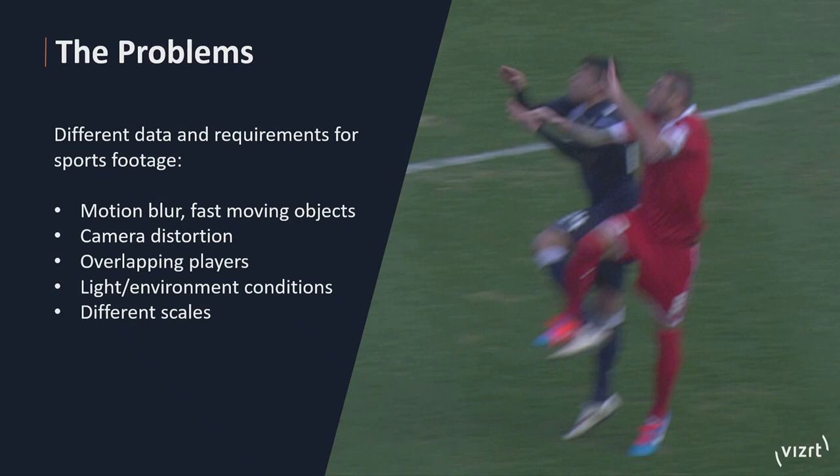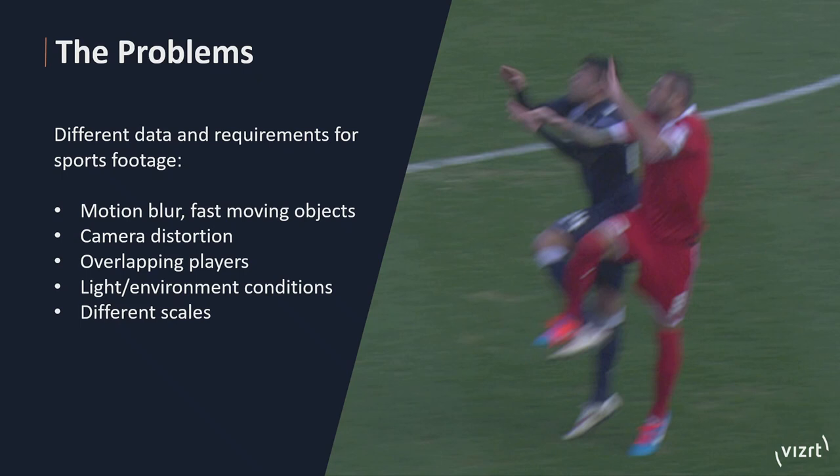But compared to the data that's usually used in research, we have different or additional challenges. Compared to more general data, what we have in sports footage is often very fast-moving objects. We have a lot of motion blur. We have camera distortion, which is made even worse because as the camera zooms in and out, the distortion parameters and the intrinsics of the camera change as a function of the focal length. So you really need to do a thorough calibration for the whole zoom range of the camera and not just for single images.